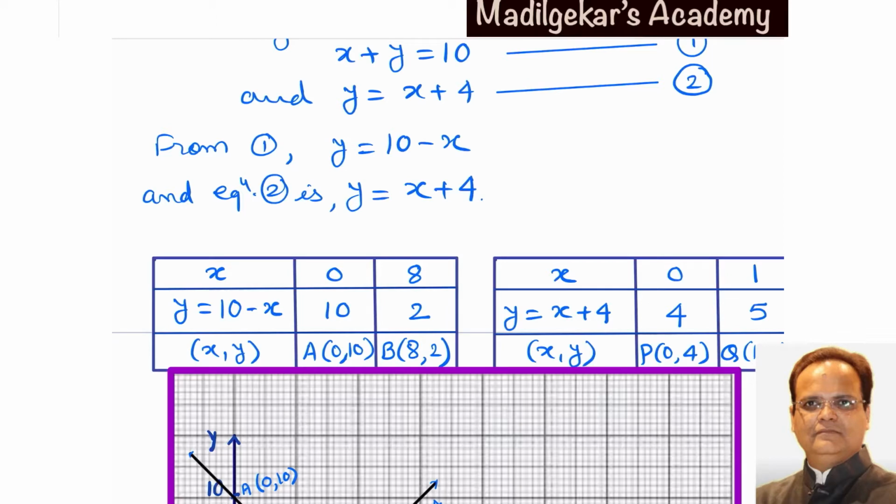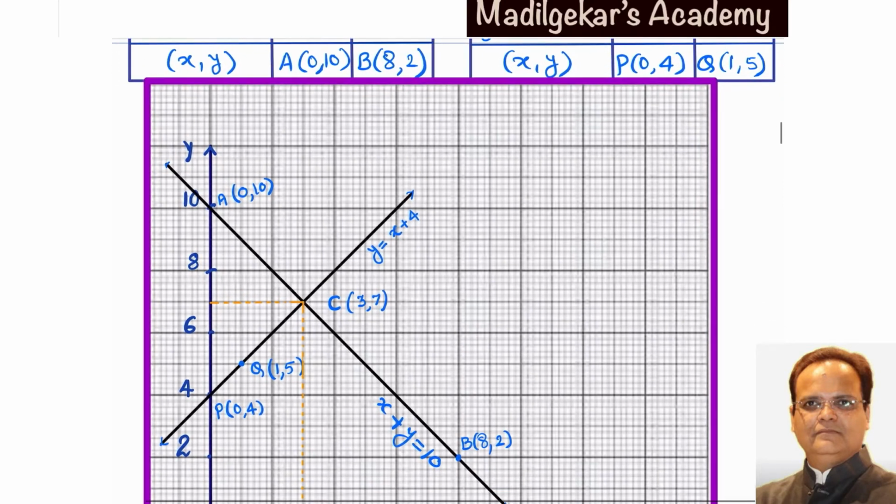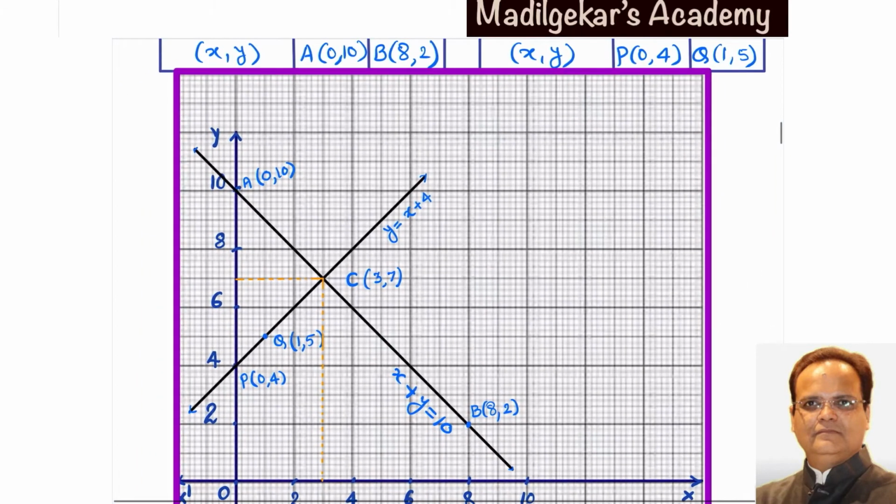Let us plot these 4 points on a graph paper. So the first point is (0, 10). Where should it lie? Correct. It should lie on the y-axis. So here it is (0, 10), point A. The second is (8, 2). So it is 8 and 2. So we get point B here. Join A and B. This is the first equation.